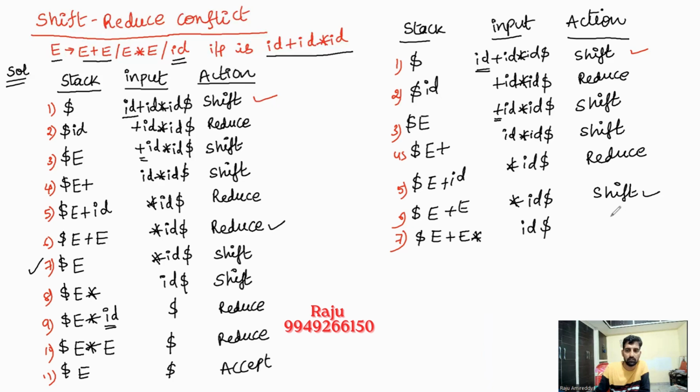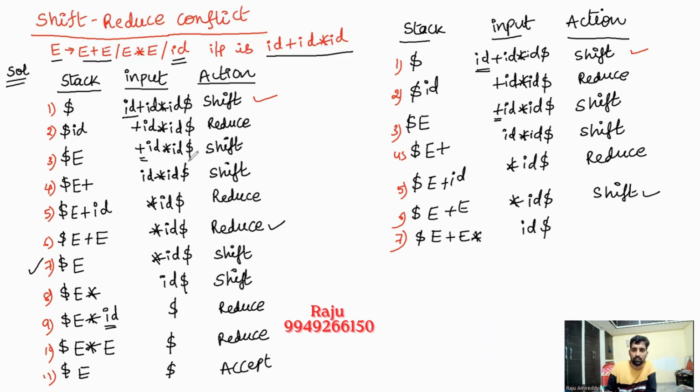Now you see, E plus E star ID dollar. So next one, in the eighth line, what can we write? In the eighth line now, dollar E plus E star. Okay. Then this ID will come here, ID dollar. So whenever this ID comes here, this is called as shift move.